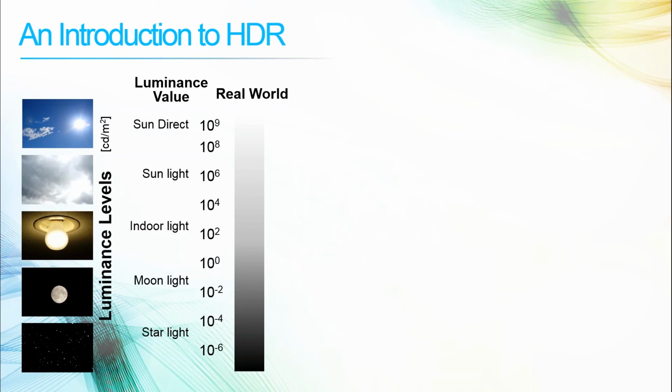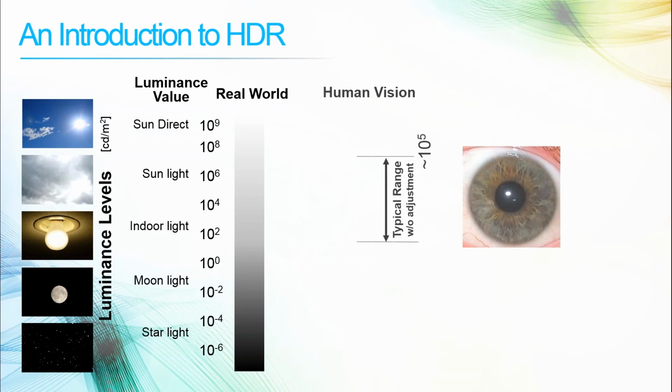Now, we can't see all of these at the same time. We can't see the stars behind the sun. We don't have the dynamic range for that. We can't do that. So how much can we see?